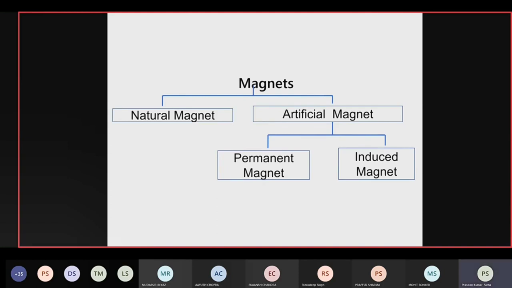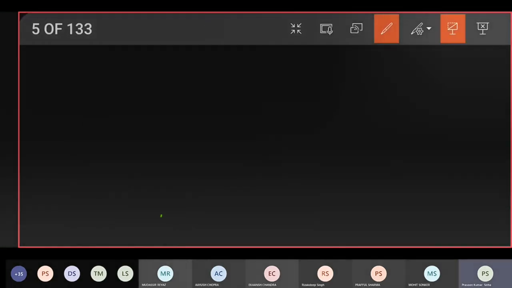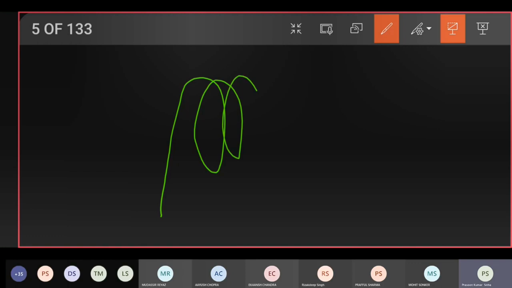As we saw, the two types of magnets, natural and artificial. So natural toh hamein Asia Minor jaake laana padega agar wahi milta hai. Artificial I can make at home or in my factory. Once I make this magnet, for that I need a magnetizing field which I can create by electric current. So what I would do, I will make a solenoid of a conductor.